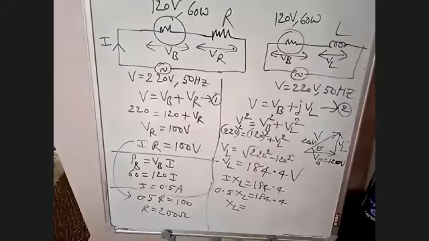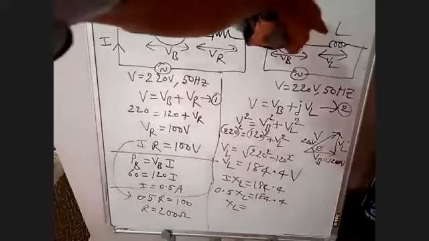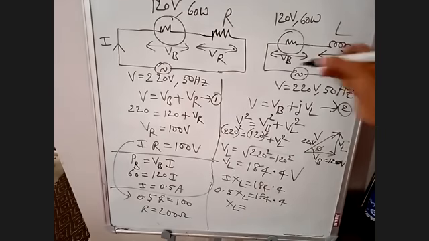Similarly, in the second case also, same. I is 0.5 ampere. Same current will flow in L also. Whatever the current flowing 0.5 here, same current will flow here also. I is 0.5 in the second case also.